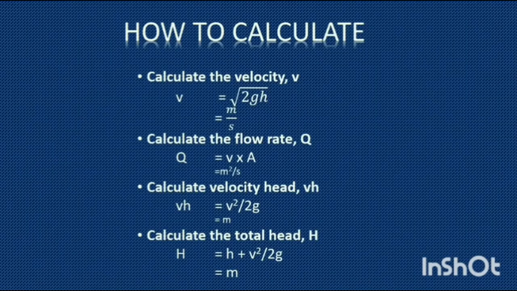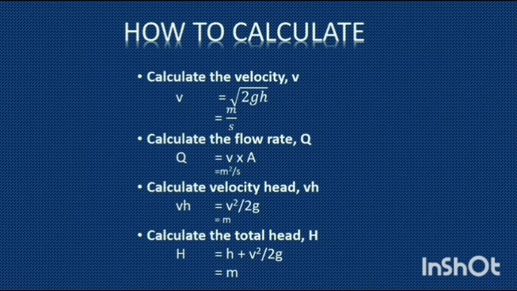Next, I will explain how to calculate. To calculate the velocity, we can use the formula square root of 2gh, where h is the static head. For the first straw it is 0.079 and the second is 0.11 meter.